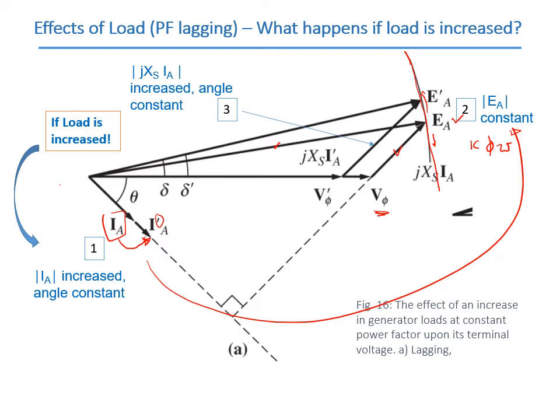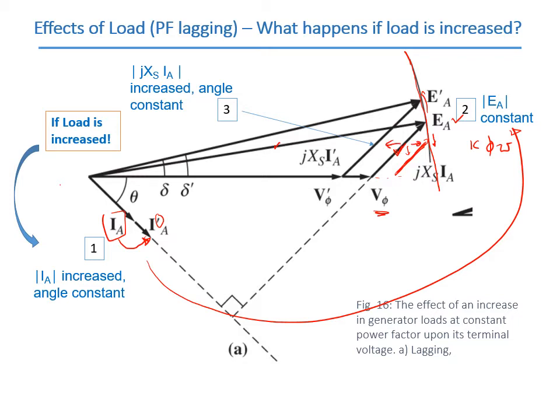Right. And then because IA has been increased, it means that jXsIA will also be increased. Okay, so this is the original jXsIA. So the new one will be longer, because jXsIA is increased. So it means that it cannot go downwards, because if it goes downwards, then because the EA is constant, you can see that the length of jXsIA will be shorter. So it means that it has to be moved in parallel towards the left rather than to the right.